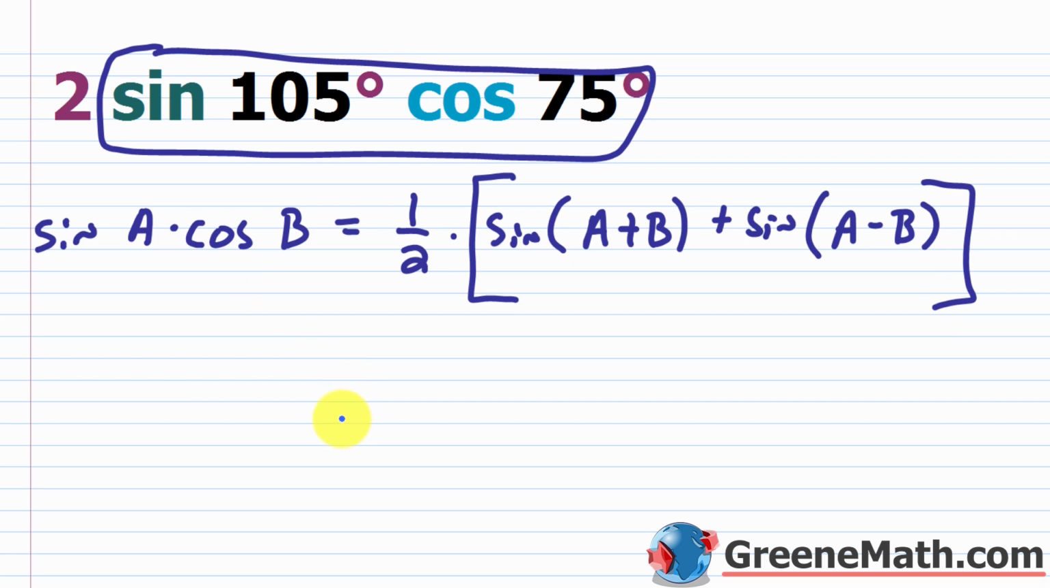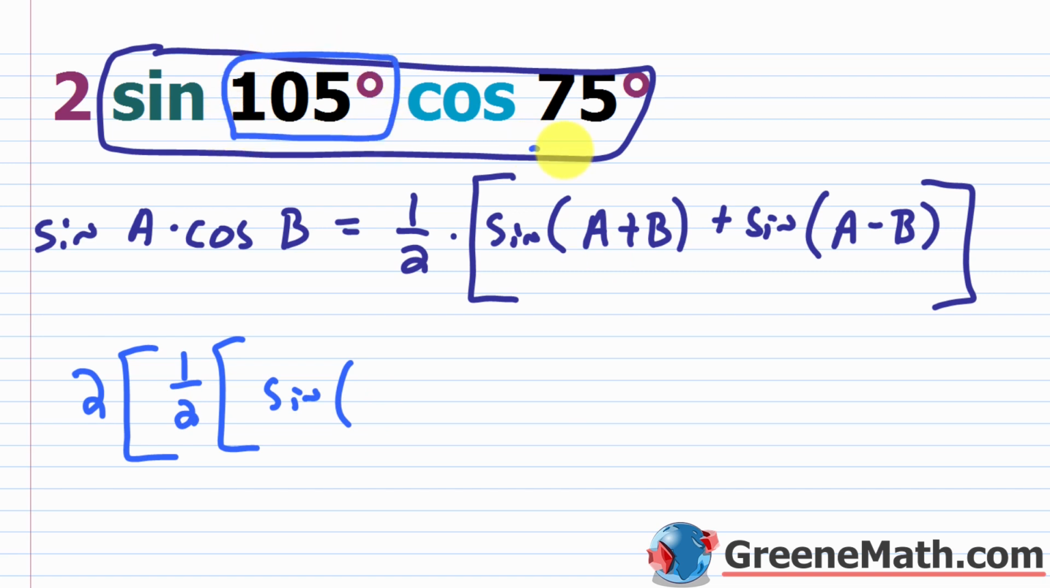So the first thing is you can cancel this immediately by saying you have 2 times this 1/2 here, or you can cancel it later. It doesn't really matter. You can put 2 times, then brackets, put 1/2, then more brackets, and then the sine of, what's a in this case? That's going to be 105 degrees. What's b? That's 75 degrees. So 105 degrees plus 75 degrees is 180 degrees.